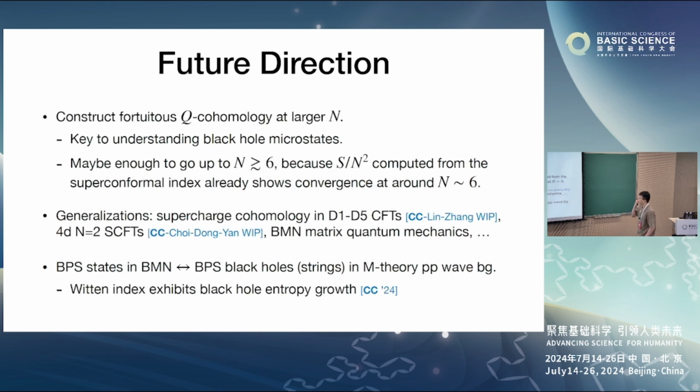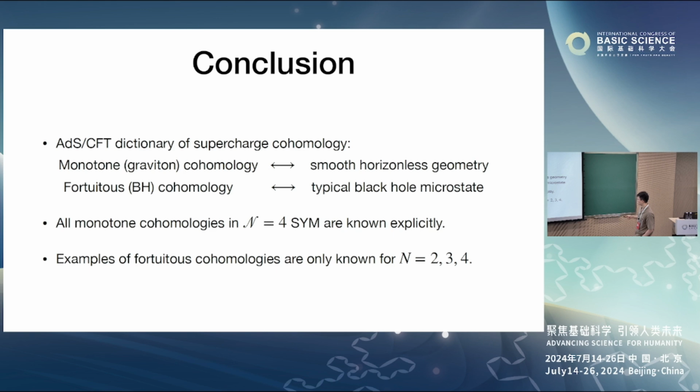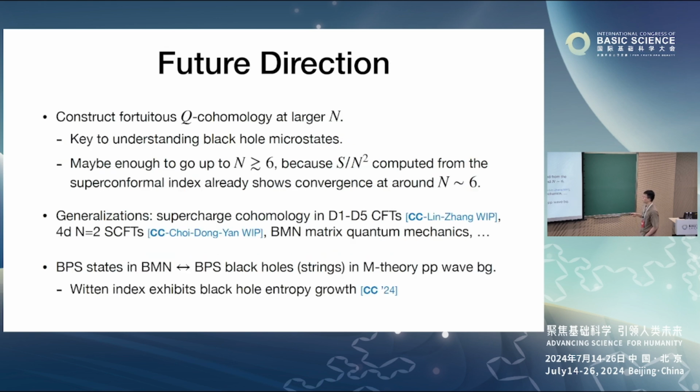And of course, we would like to construct fortuitous cohomology at larger n, and they are key to understanding black hole microstates. It may at first seem hopeless to construct fortuitous cohomology at larger n, because constructing them up to n equals 4 is already very hard. But I would try to argue that maybe it's enough to go to n slightly equal to 6. If we can construct the fortuitous cohomology for n roughly equal to 6 or higher, we may already start learning some non-trivial features about black hole microstates.